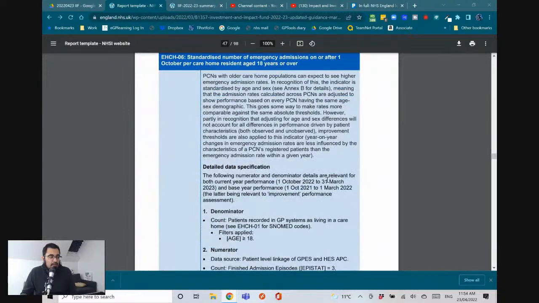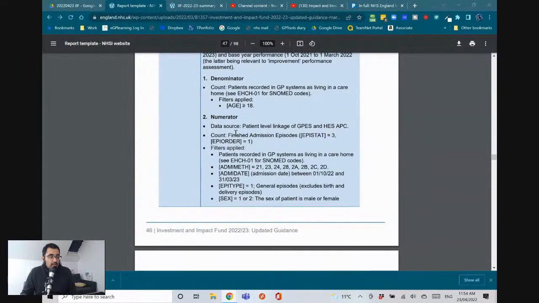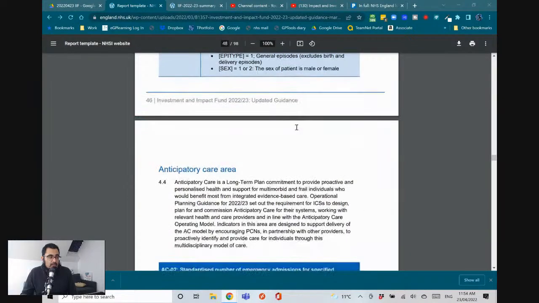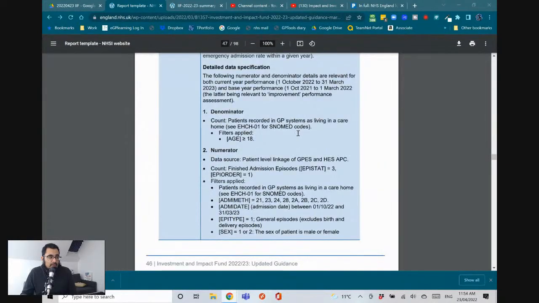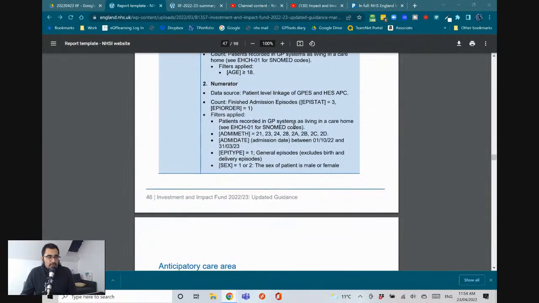So the numerator is, here we go. Data source, patient linkage of GPES and HES APC. Patients recorded in the GP systems as living in care homes. General episodes excludes birth. I've lost them. Apologies all. But basically, you need to use the data to figure out if there's been a reduction in the number of admissions.